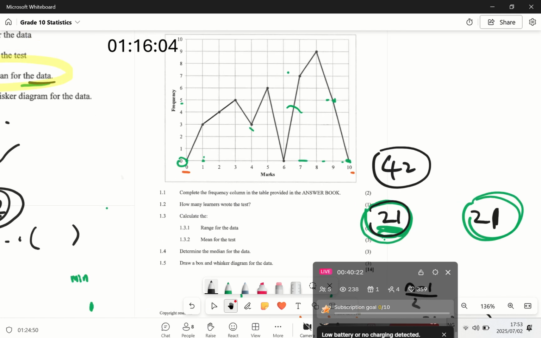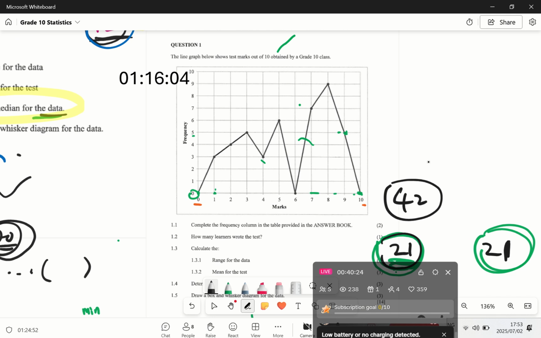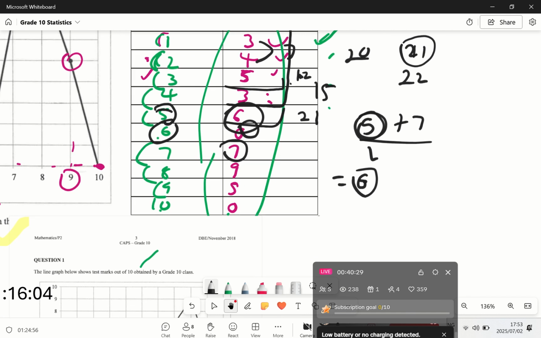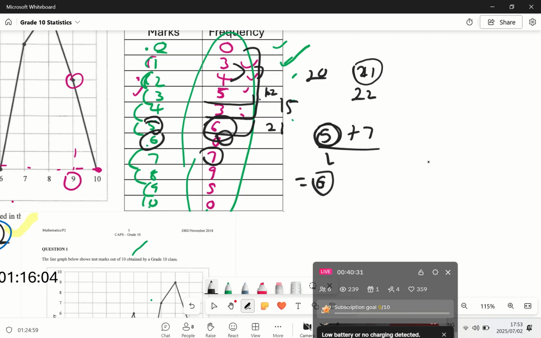So let's go. You can use this line graph, or you can use the frequency table. The 11th value is our Q1. Let's cancel here.